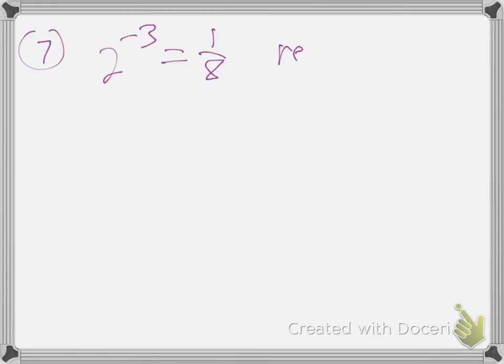Try that one. Rewrite that one as a log. So you've got to put the log on both sides. What's the base? 2. 2 is the base. 2 is the low down number that has a power on it.